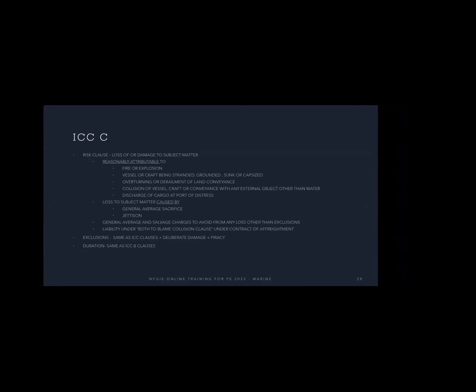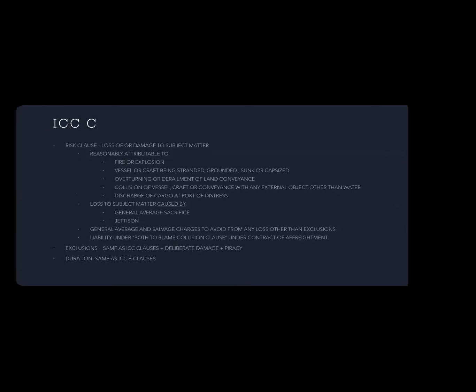Now we will move on to the ICC clauses, Institute Cargo clauses. I'm talking about the 2009 versions only. So we'll start with the ICC. It's a named peril clause, but as mentioned earlier in the principles section, the ICC B and ICC C wordings slightly modify the concept of proximate cause.